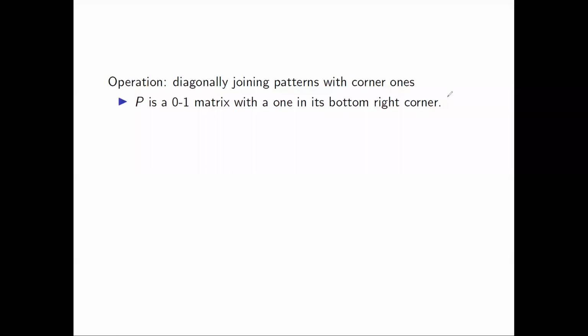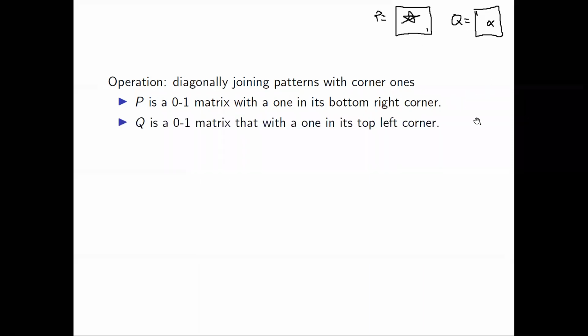In this one, we start with 2 simpler matrices, and we make a more complicated one by joining them together. So we suppose that P is a 0-1 matrix, and it has a 1 in its bottom right corner. So I'm going to draw a P up here. We also have another 0-1 matrix Q, which I'm going to draw. And it's going to have a 1 in its top left corner. And we're going to join them together to make a new 0-1 matrix, a larger one called R.